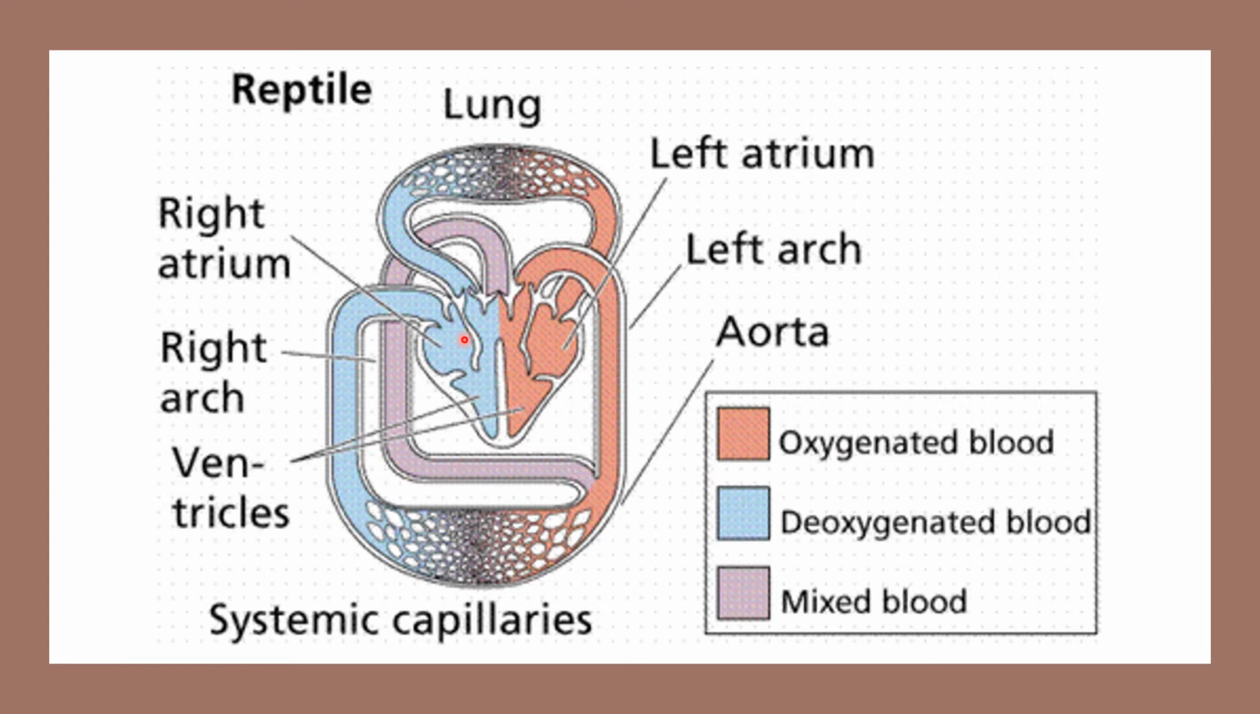Deoxygenated blood flows from the heart to the lungs, where oxygen, which diffuses into the blood capillaries, changes deoxygenated blood to oxygenated blood.